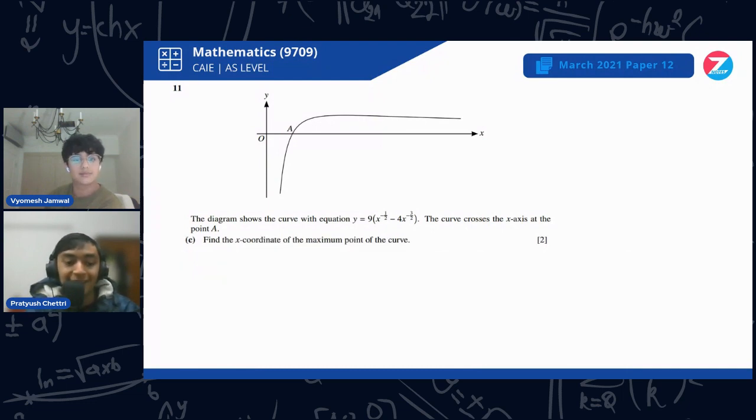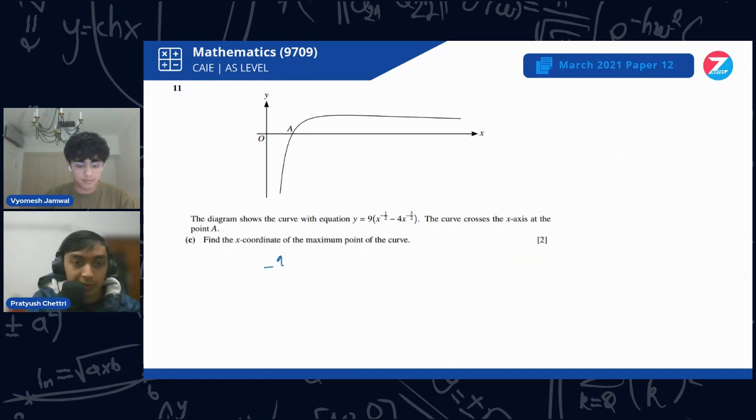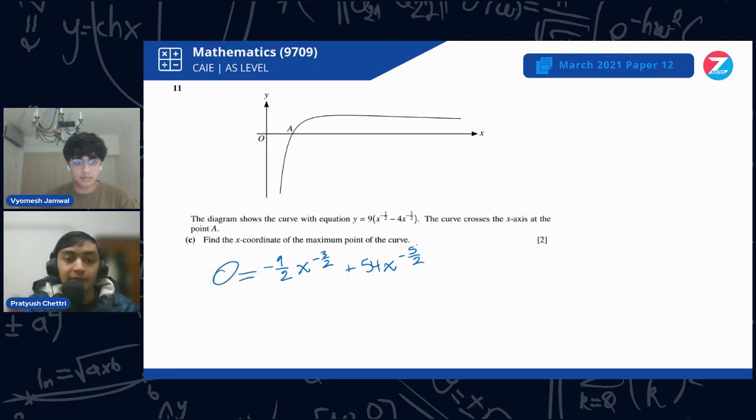Awesome. And believe it or not, this question has another part. Find the x-coordinate of the max point on this curve. Max point, right. So we already have dy/dx, so I'm not going to bother. I'm just going to use it from the previous question: negative 9 over 2 x to the power negative 3 by 2, plus 54 x to the power negative 5 by 2. And this equals 0 because it's a stationary point. Remember, the gradient equals 0.